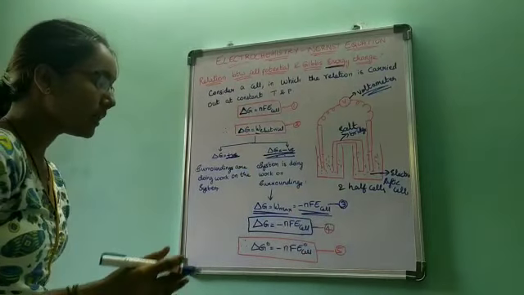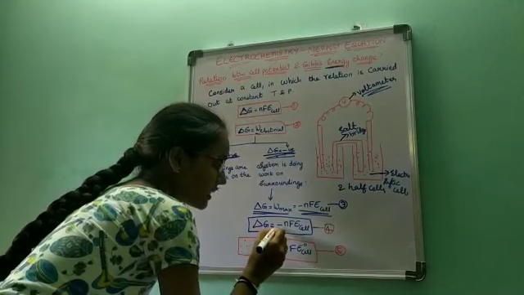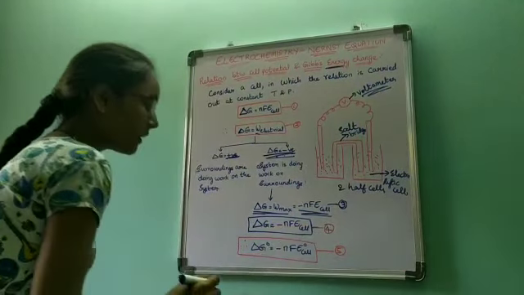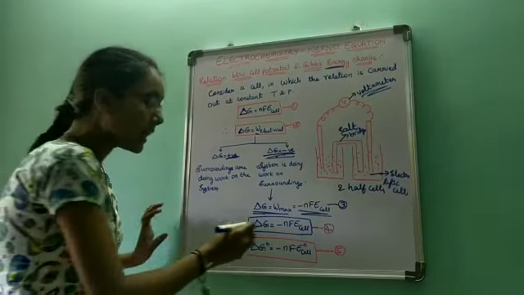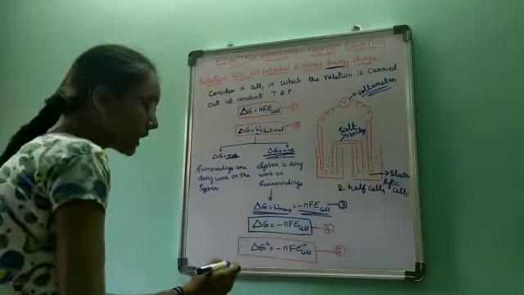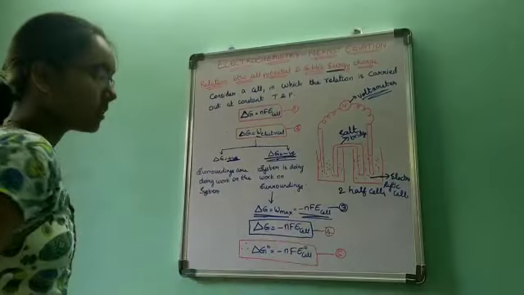So, the equation can be written as delta G equals minus nFE cell. Next, under standard conditions, delta G equals minus nFE cell can be written as delta G naught equals minus nFE naught cell.